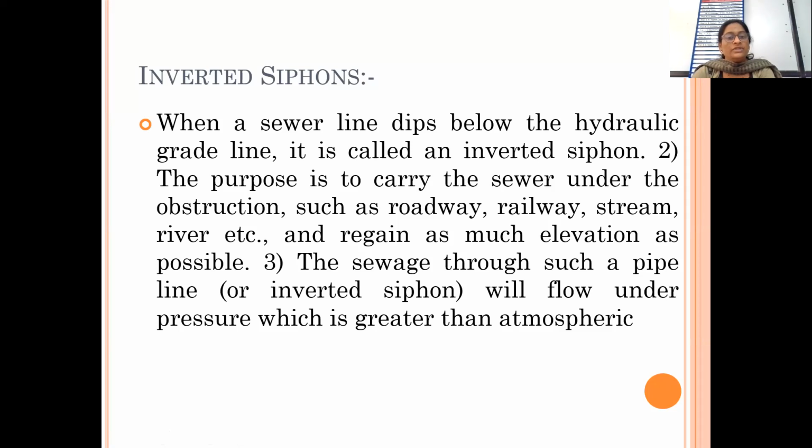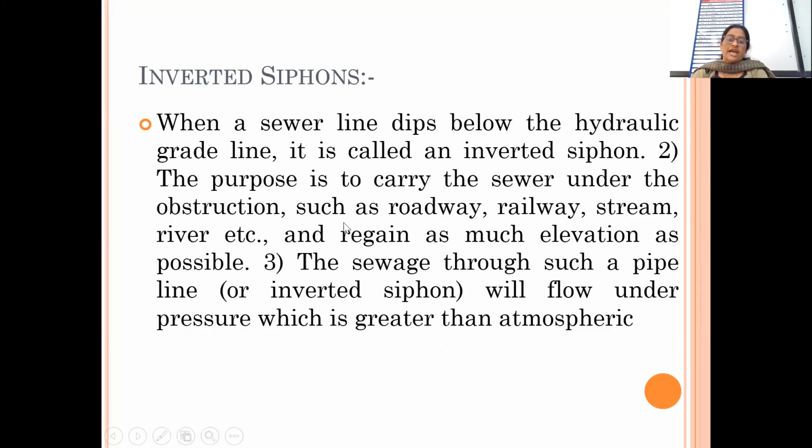In that case, we run the sewer line deep below the hydraulic grade line. The hydraulic grade line will be similar to the incoming one. In this next figure, it is shown what is below the hydraulic grade line. Usually a siphon transports water from a higher level to a lower level, and that's why it is called a siphon. But here we are picking up water from a lower level to a higher level without a pump. So that is known as the inverted siphon.